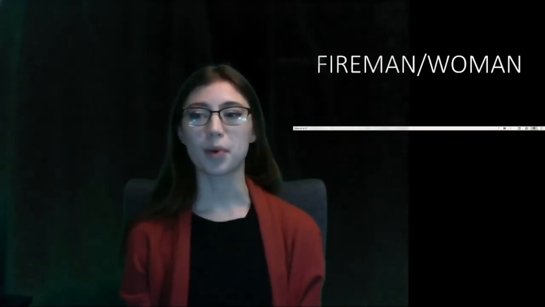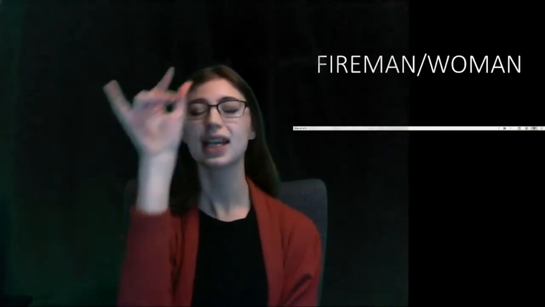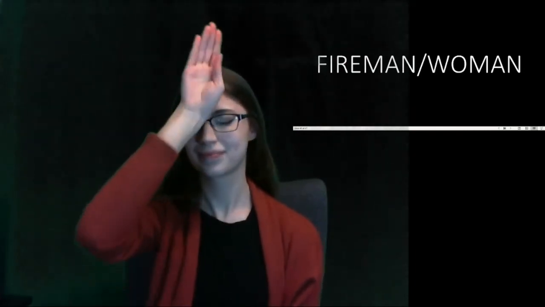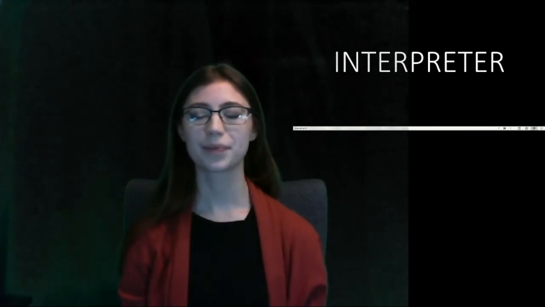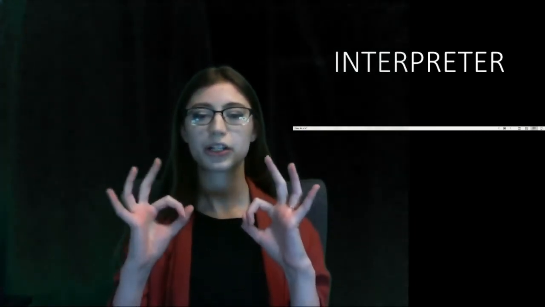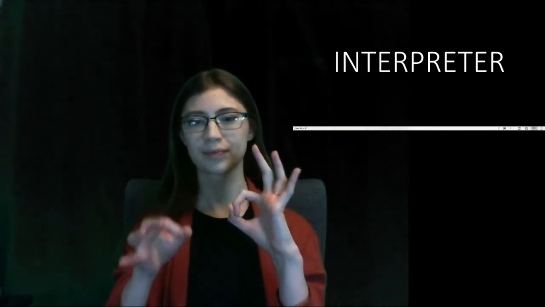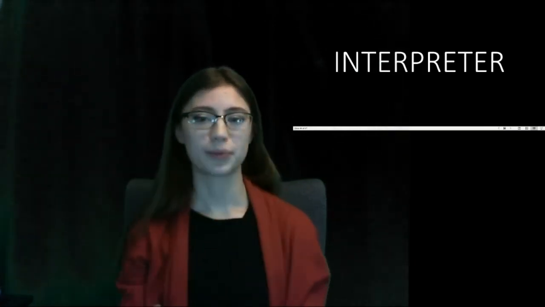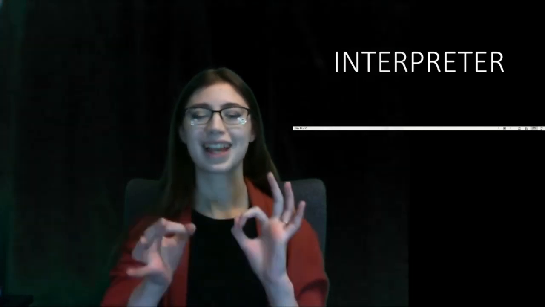Fireman or firewoman. So you're going to make a B hand shape and tap it to your forehead twice. It's like the front part of a fire helmet. Good. Interpreter. Two F hand shapes. Your dominant hand is going to move up and down. Interpret. Interpreter. Adding the agent marker. Interpreter.